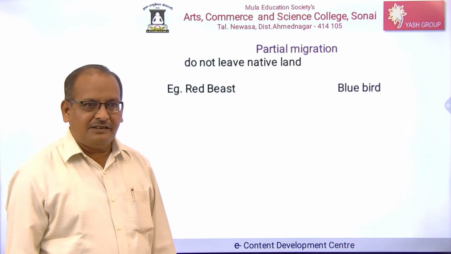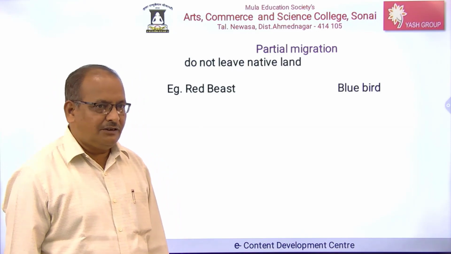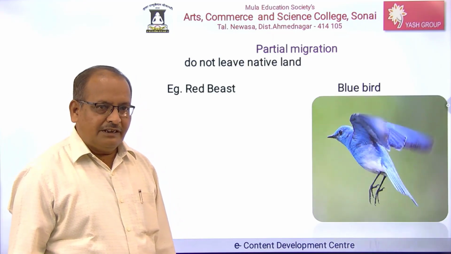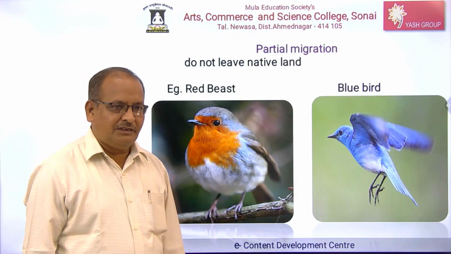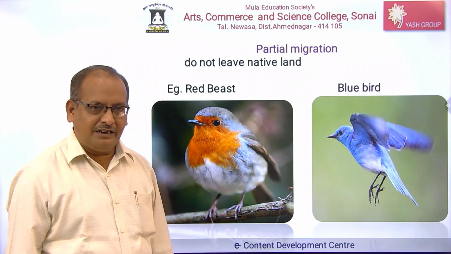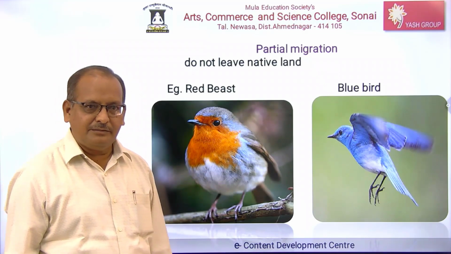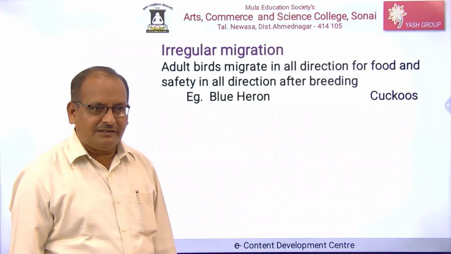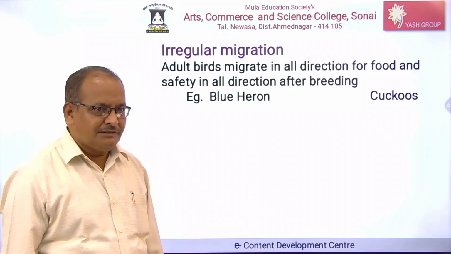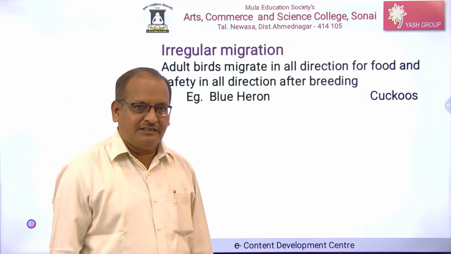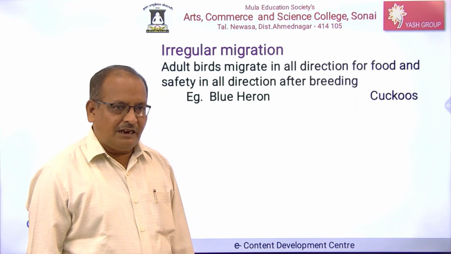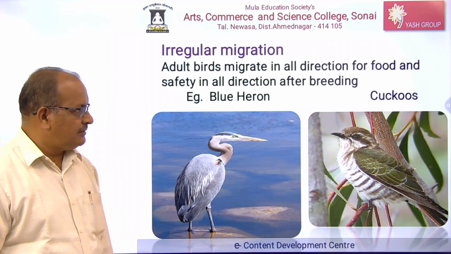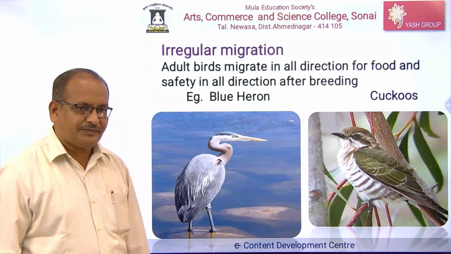The fourth one is the partial type of migration. That is, they do not leave their native place or native land. You can see two examples, the red-breasted bird and the bluebird. The next type of migration is irregular migration. Adult birds migrate in all directions for food and safety after breeding. These are the two examples, the blue heron and the cuckoos.